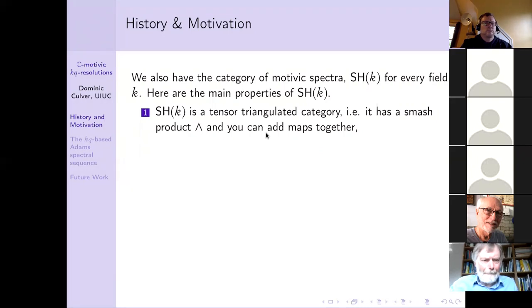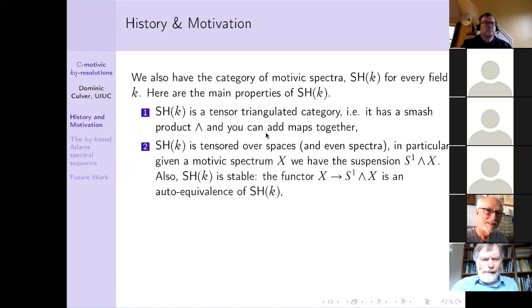With respect to that smash product, it's a symmetric monoidal category. The monoidal unit is the motivic sphere spectrum. You can add and subtract maps from each other and things like that. Okay, another thing is that it's tensored over spaces.